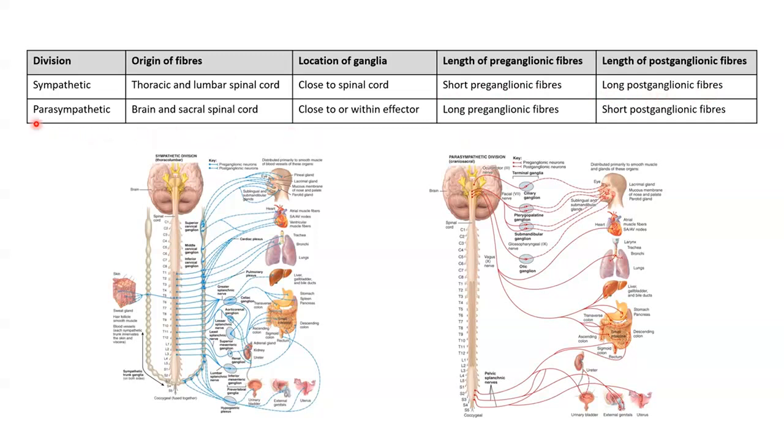If we take a look at our parasympathetic division, these fibers originate in the brain and the sacral spinal cord. So the nuclei in those cranial nerves up here in the brainstem, and then also in the sacral spinal cord. The ganglia are located either close to or actually within the walls of the effector. So you can see some of those here. You can see the rest actually within these organs. For that reason, we have long preganglionic nerve fibers and short postganglionic nerve fibers.